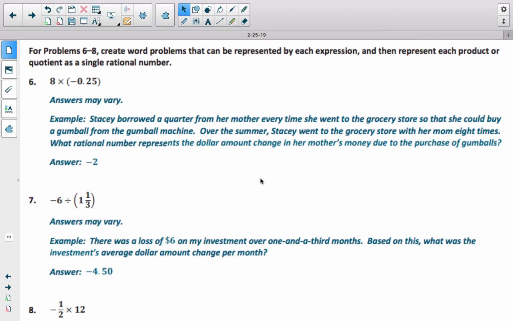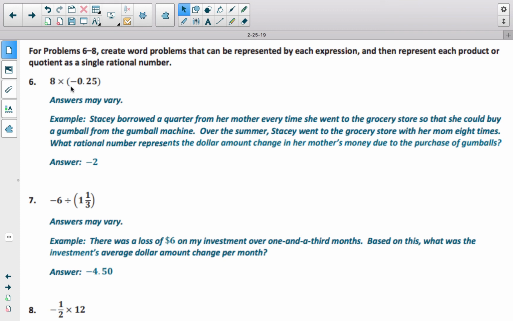Numbers 6 through 8 are asking you to create word problems. So once again, your answer may be and should be different from mine. For 6, you can see the example here. Stacy borrowed a quarter from her mother every time she went to the grocery store so she could buy a gumball for the gumball machine. Over the summer, Stacy went to the grocery store 8 times. What rational number represents the dollar amount change in her mother's money due to the purchase of gumballs?